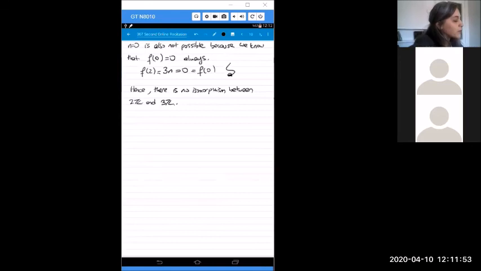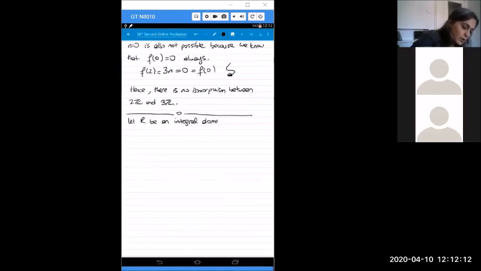Okay, now our very last question, and an easy one. You have to think about it. Now let R be an integral domain. What is an integral domain? Please think about it. And I be an ideal of R. Is the quotient R over I an integral domain?